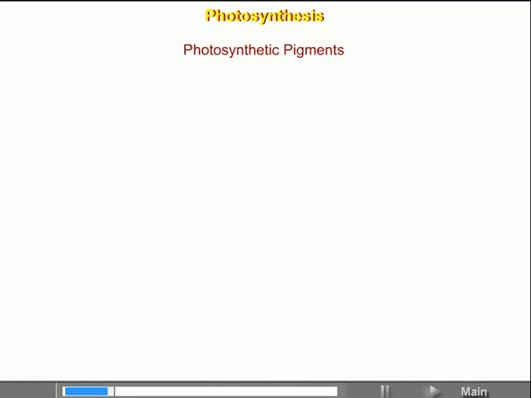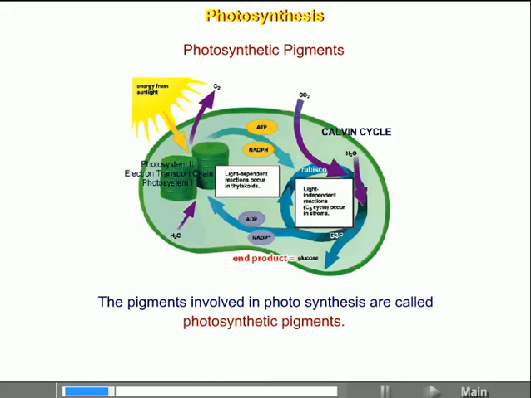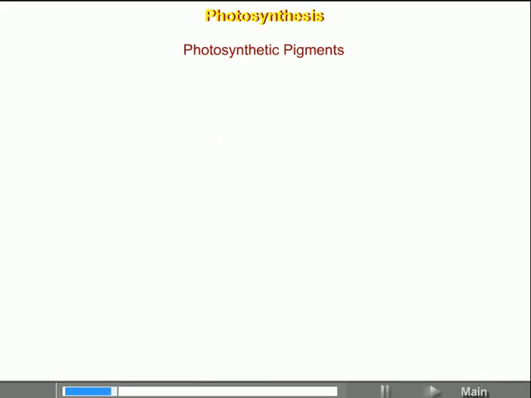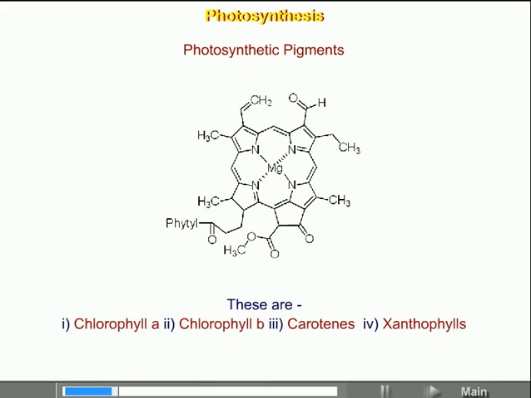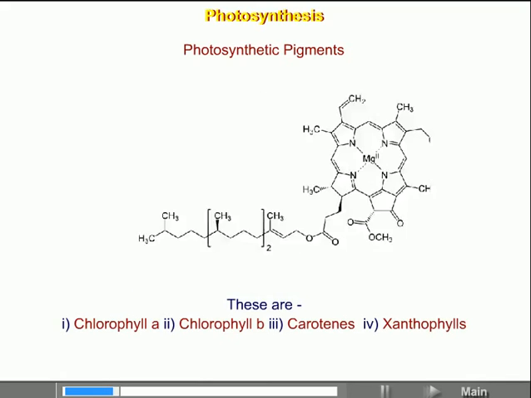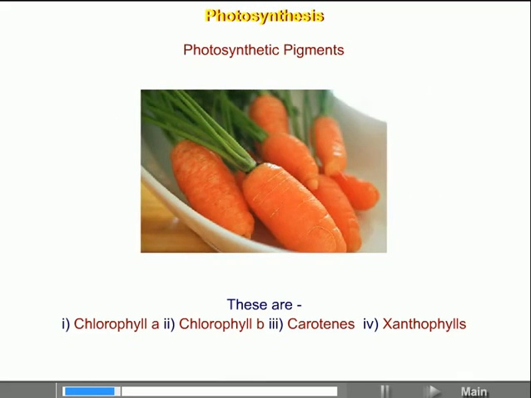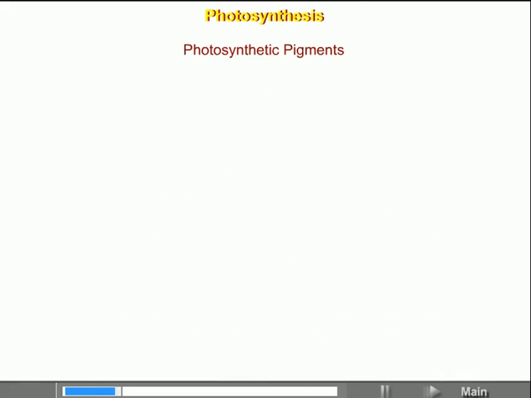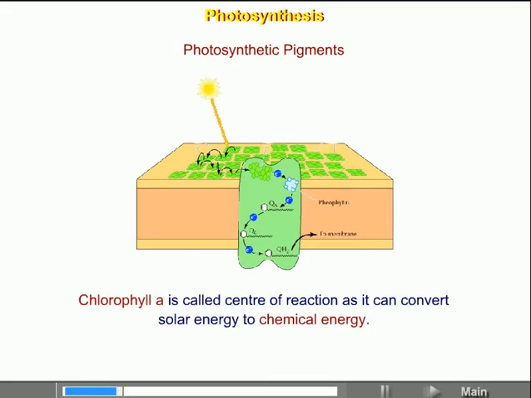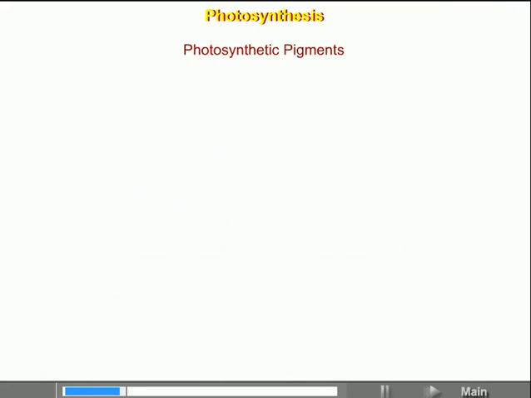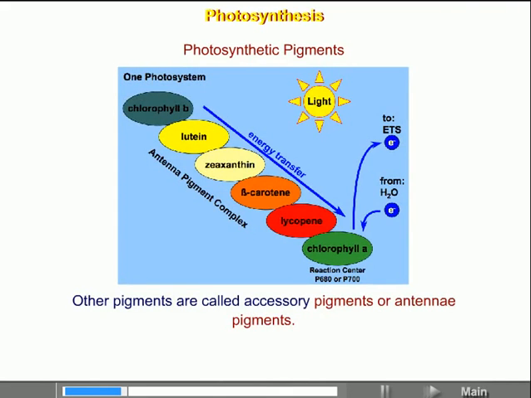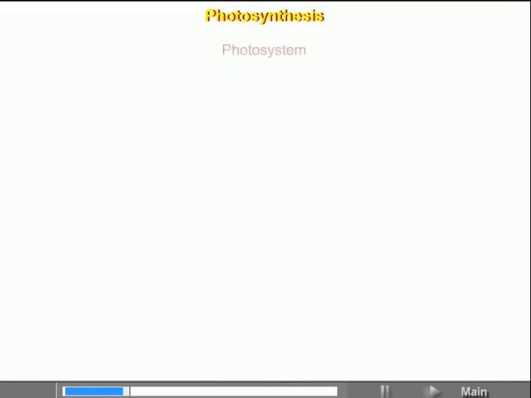Photosynthetic pigments. The pigments involved in photosynthesis are called photosynthetic pigments. These are chlorophyll A, chlorophyll B, carotenes, xanthophylls. Chlorophyll A is called center of reaction as it can convert solar energy to chemical energy. Other pigments are called accessory pigments or antennae pigments.